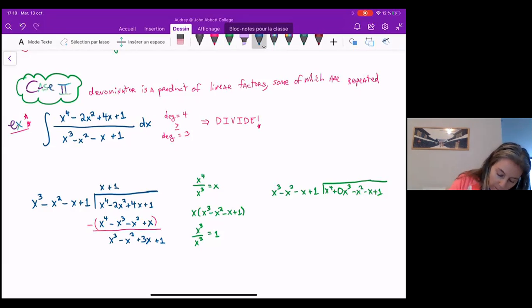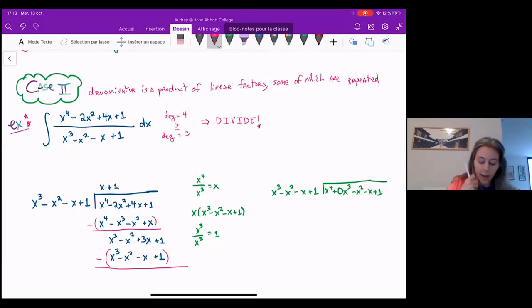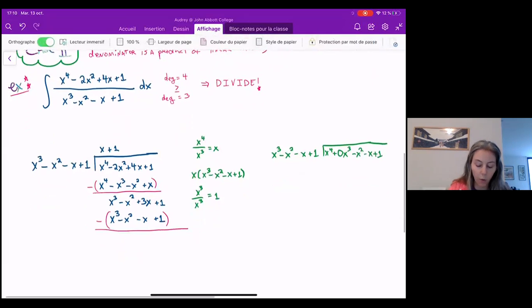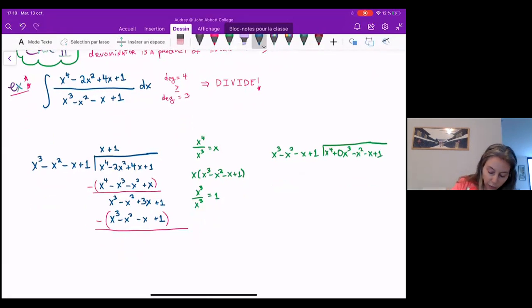So here I have plus 1, and I have x cubed minus x squared minus x plus 1, which I am subtracting, and I get x cubed minus x cubed is 0. Negative x squared plus x squared, that's 0. 3x plus x, that's 4x. And then 1 minus 1, that's 0. So my remainder down here is 4x.